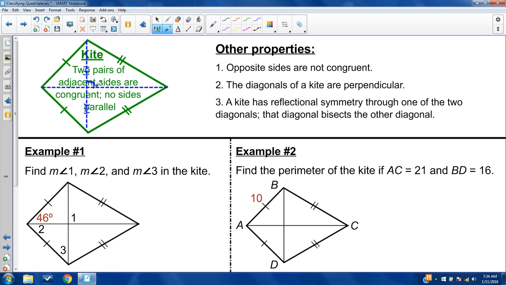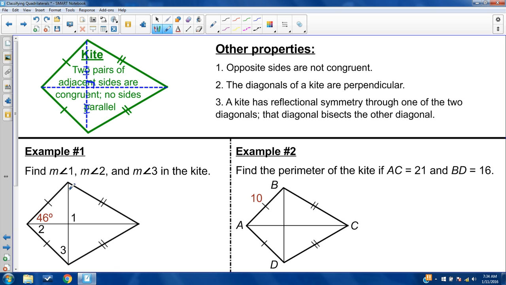All I'm saying here is that these two parts are congruent. This diagonal bisected this diagonal, and it always will in a kite. It's not true the other way around. This one will not bisect this one, but this one will bisect this one. The one that represents the reflectional line of symmetry will bisect the other one. Kind of sweet.